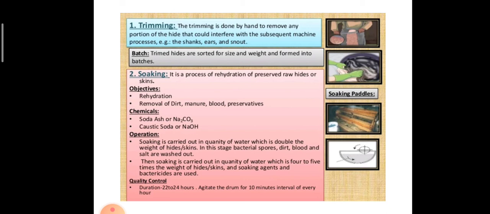Here the duration to be maintained is around 1 day, that is 20 to 24 hours. Agitate the drum for 10 minutes at every hour. So every hour there will be some agitation, shaking, so that the hides may be turned.